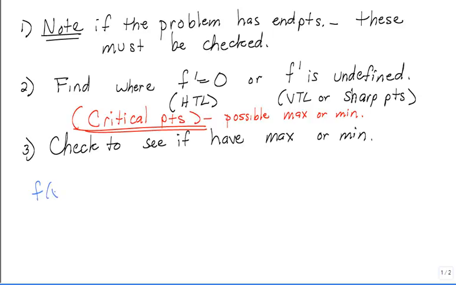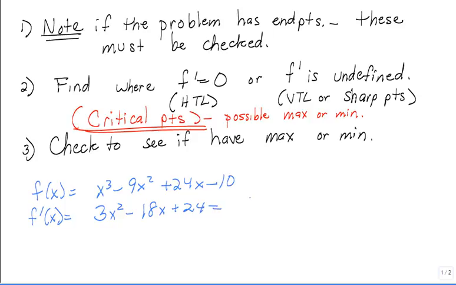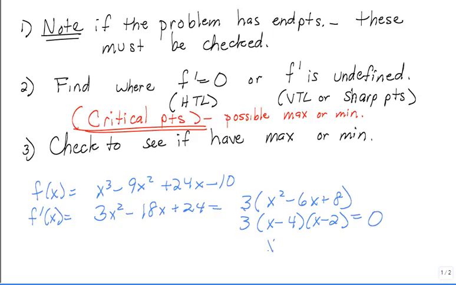First problem, f of x is x cubed minus 9x squared plus 24x minus 10. There's no endpoint. See, that's the first thing you should check. So we go right to taking the derivative. Factor out a 3. Factor. And these are called critical points.